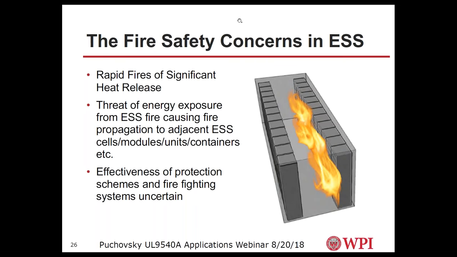Next slide. So the next slide that I have here is a particular project that we were involved with here at WPI a short while ago. And it really had to do with looking at energy storage systems. In this case, it was really looking at the energy storage system within a container unit and how it might spread to other container units. Really what this was, was an exercise in radiation heat transfer.